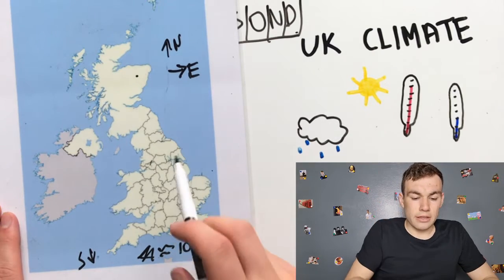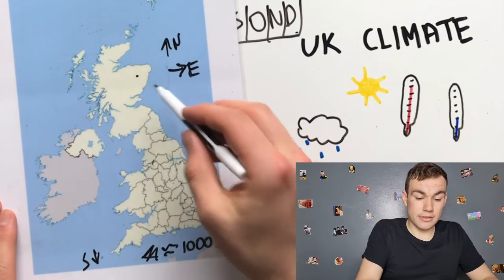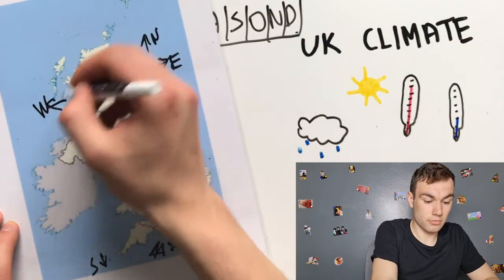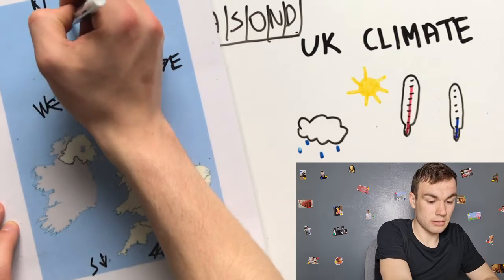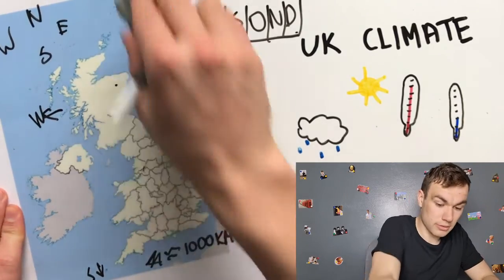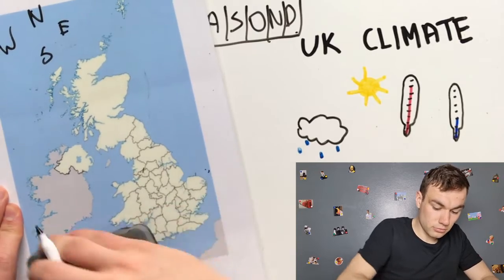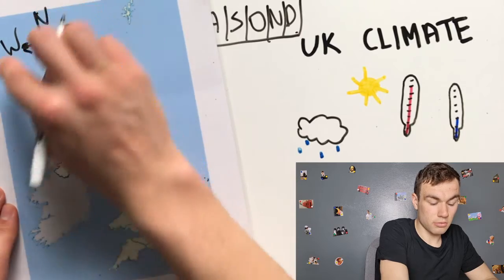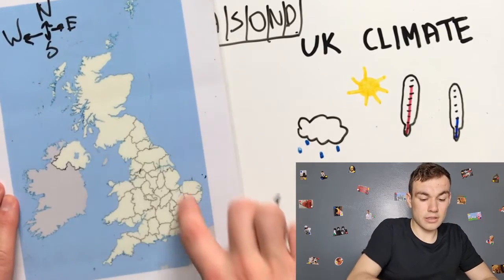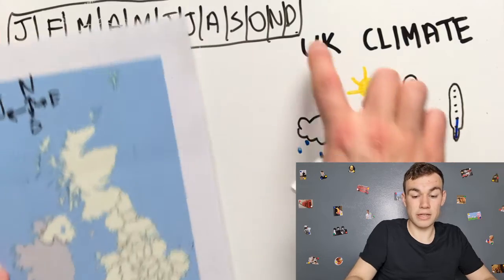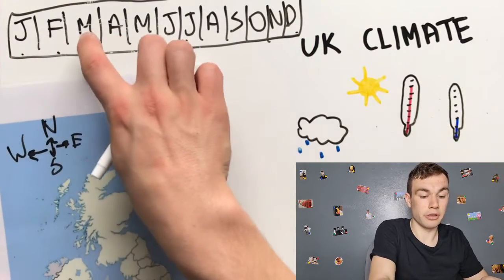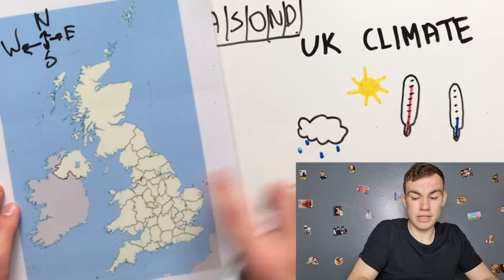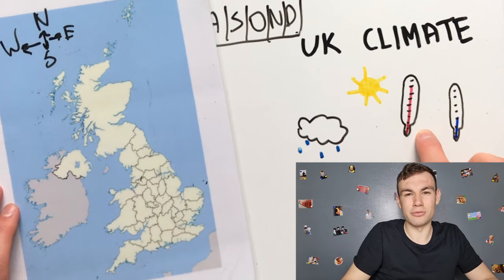And interestingly, in the UK, there's a big split between the east coast and the west coast. So north, south, east, west. I will rub these out. Compass: north, south, east, west. The east coast is much colder, especially in the winter, January, February, March, December. East coast, much colder. The west coast is warmer or mild.